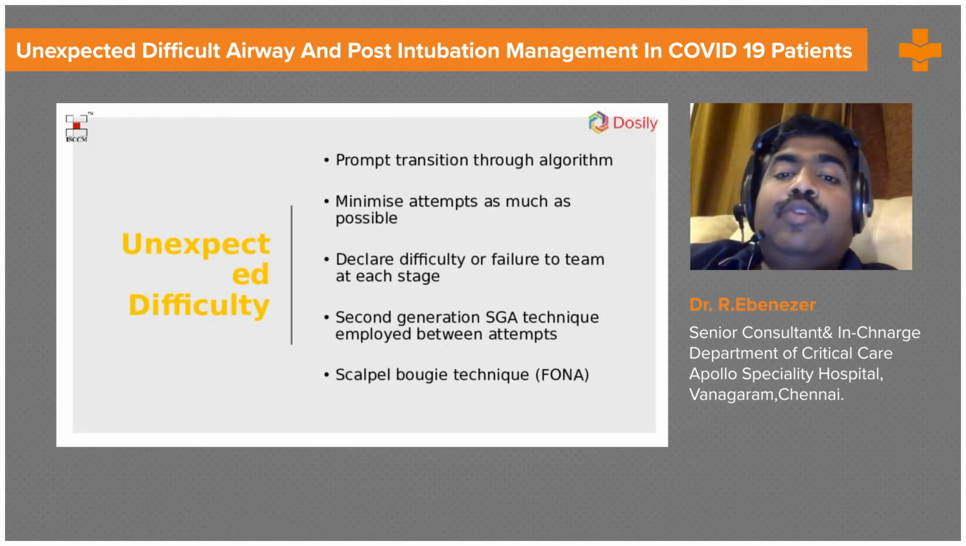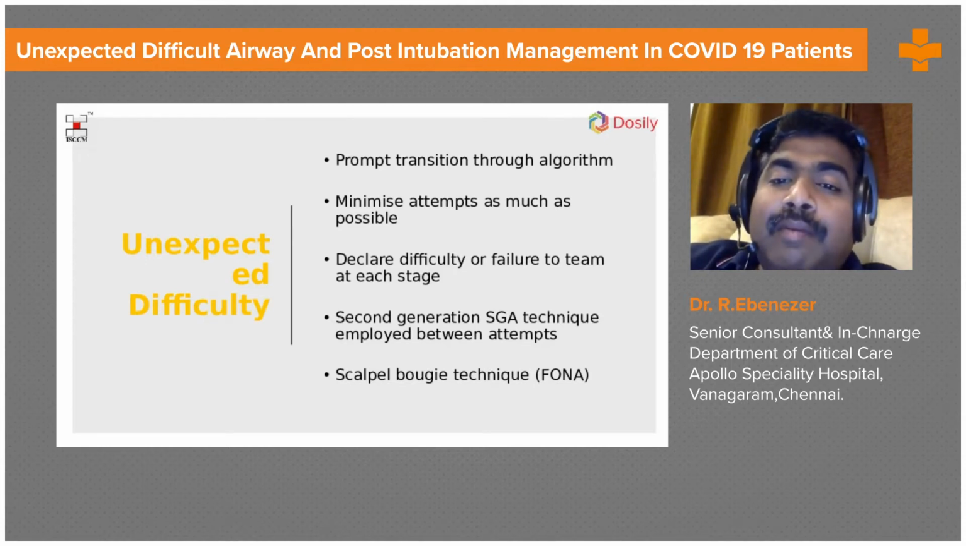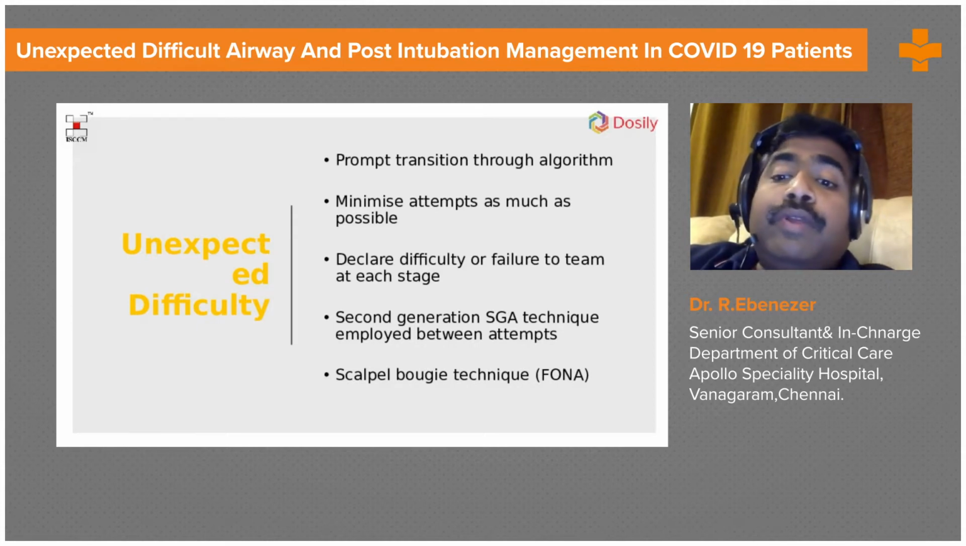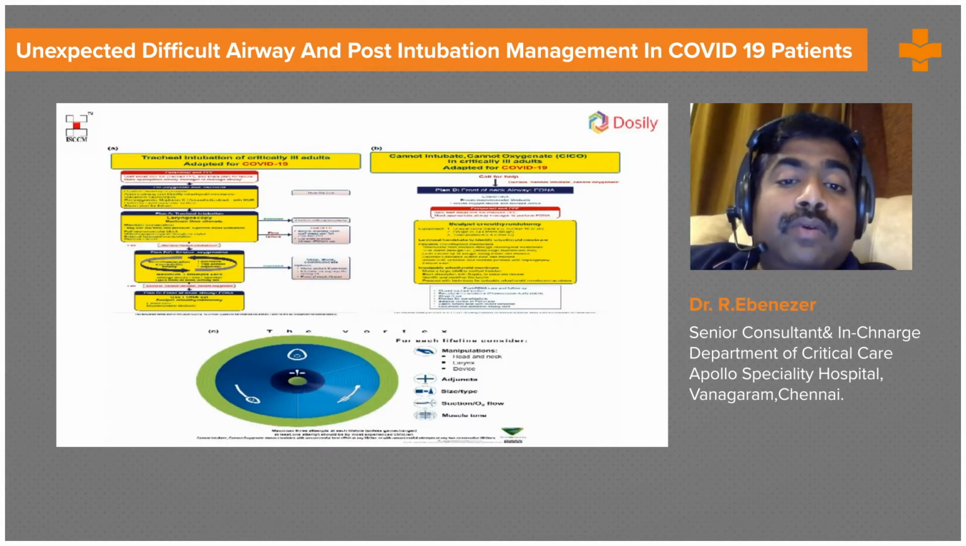You have to get the tube in as early as possible. So be well prepared, so difficult airways can be reduced to the bare minimum. And if at all a really difficult airway occurs, which even a senior anesthetist is not able to bypass, then automatically you're going to go for your front of neck airway technique. Your scalpel bougie technique will be very, very useful. Okay. So this is the algorithm, how you're going to transit when there is a difficult intubation.